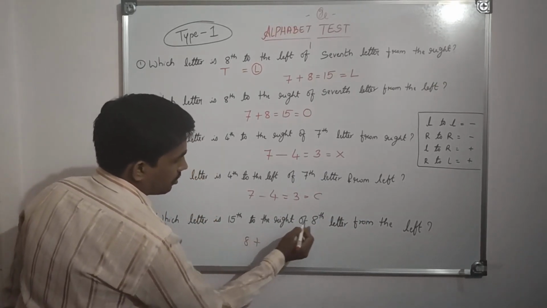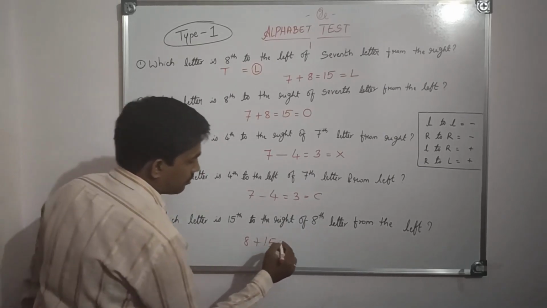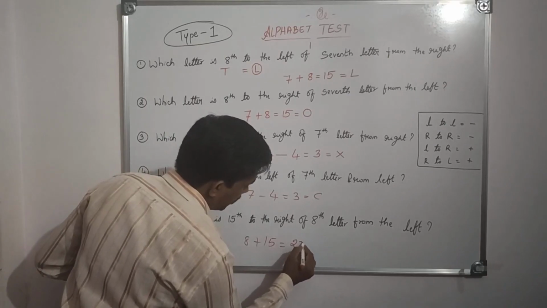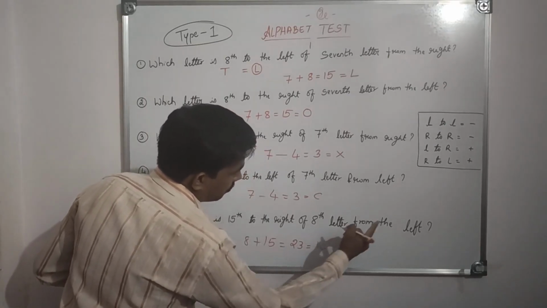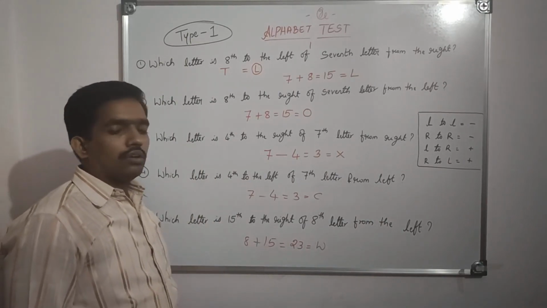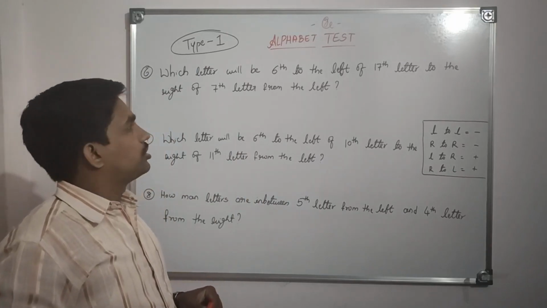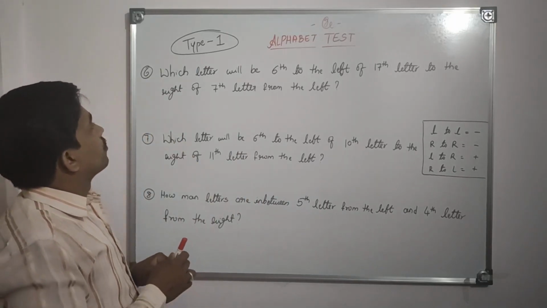First come to this question, this number and this number. So what is our total sum now? 15 plus 8 is 23. 23rd letter from the left is W. So this is how we can solve easily. Coming to our next question, that is sixth question.